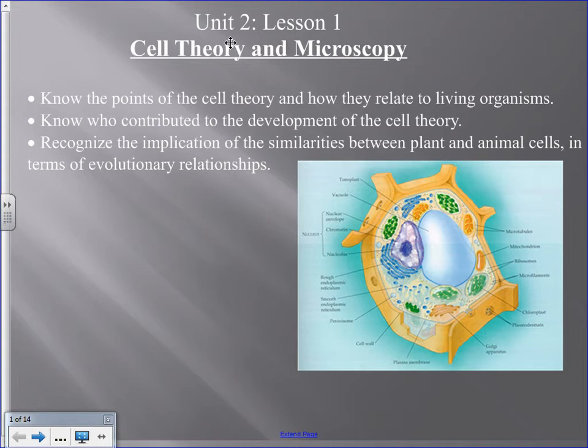So what we have to get out of today is we have to know the points of the cell theory. In the same way that there was an atomic theory, there's also a cell theory, and how they relate to living organisms. We have to know who contributed to the development of the cell theory. There's a few important people, less than in the chemistry unit. There's really only four. And then recognize the implication of the similarities between plant and animal cells in terms of evolutionary relationships.